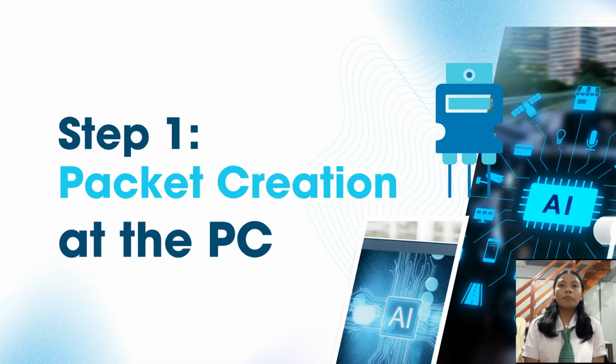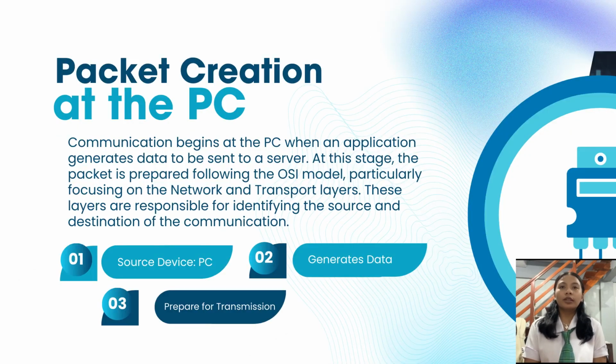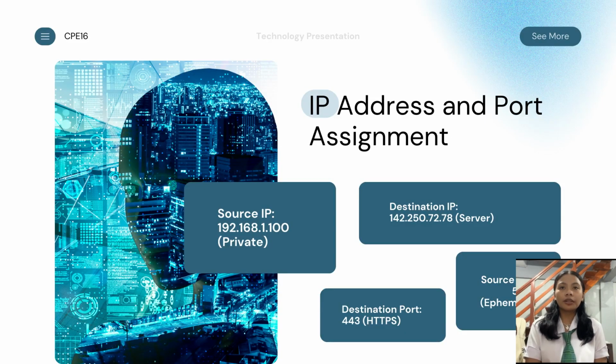Step 1. Packet creation at the PC. So let's start at the PC where the communication begins. At this point, we focus on the IP addressing at layer 3, which identifies the source and the destination of the packet. And based on our configuration, the PC has a private IP address of 192.168.1.100. When the PC sends data, it assigns this address as the source IP of the packet.